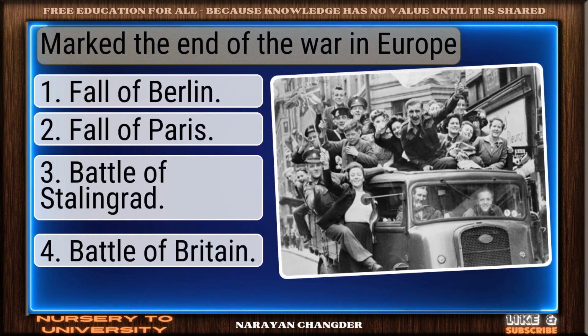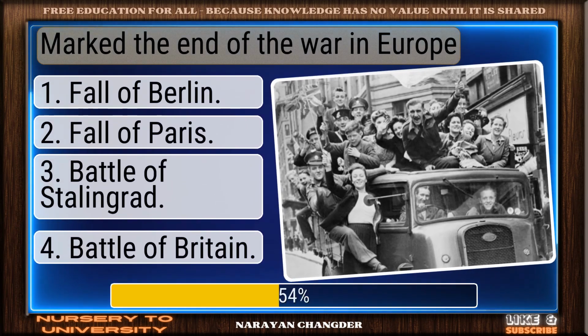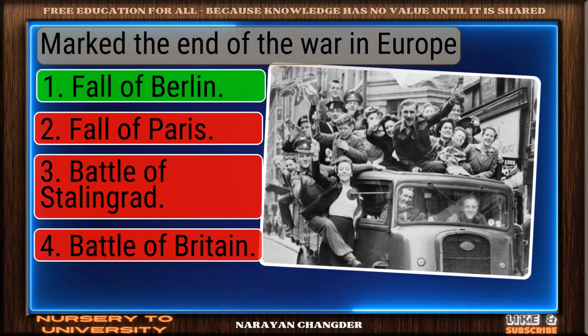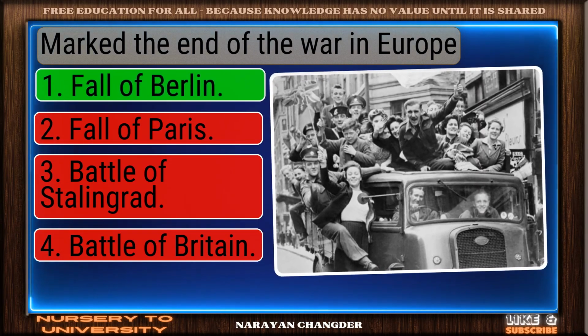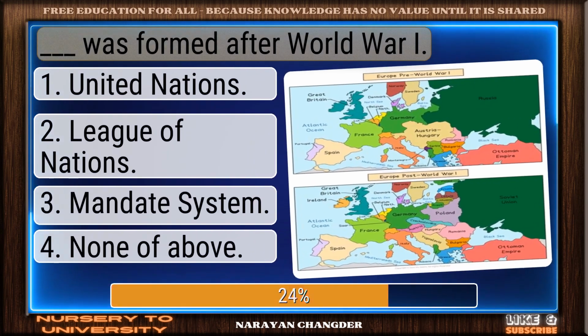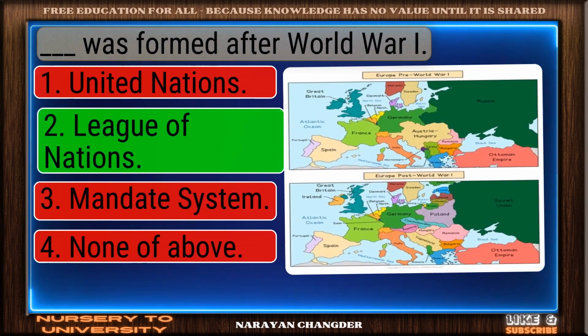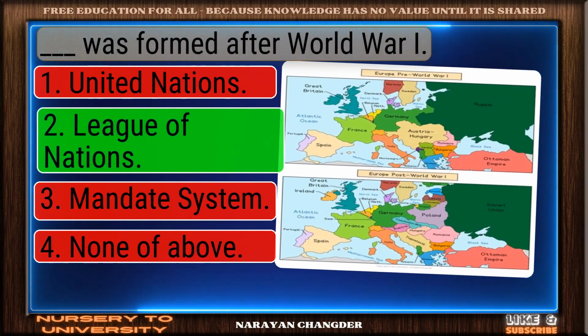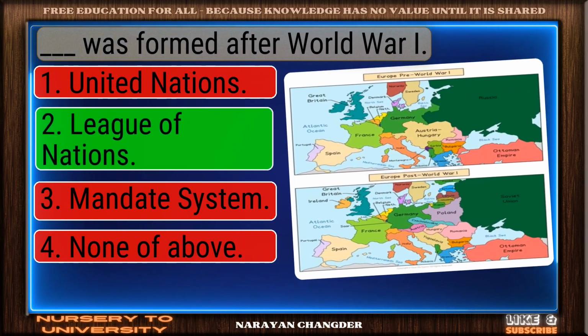Marked the end of the war in Europe. Solid response. Fall of Berlin is a valid choice. Dash was formed after World War I. Correct response. League of Nations is the most accurate answer.